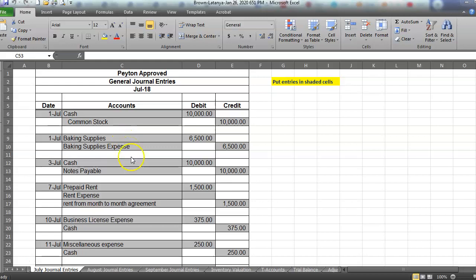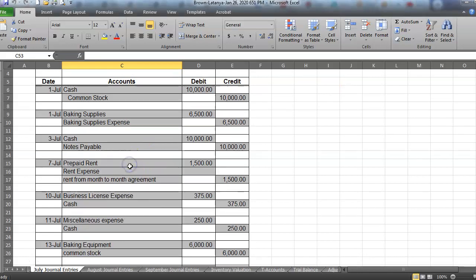Hello, I am reviewing your checkpoint number one, Latanya, and there's a couple things I wanted to bring to your attention. As I go through the journal entries, I like the fact that I see the debits appearing first and the credits appearing second. That's always good.